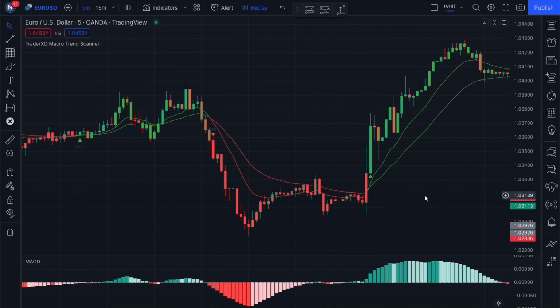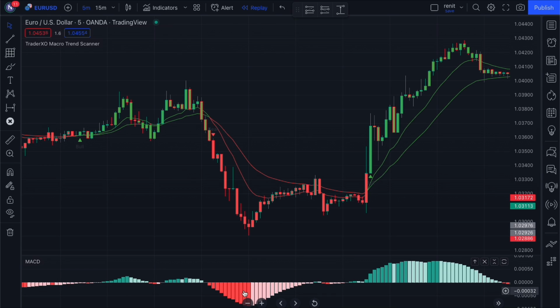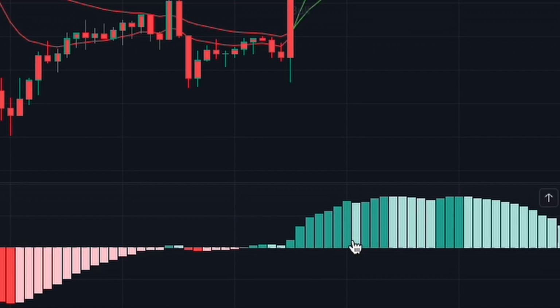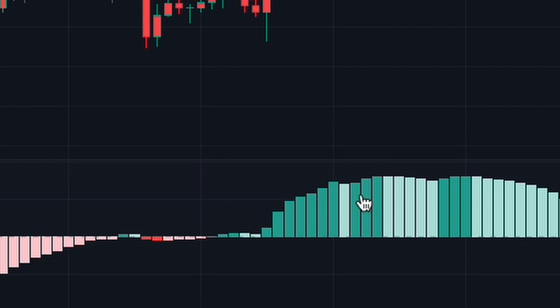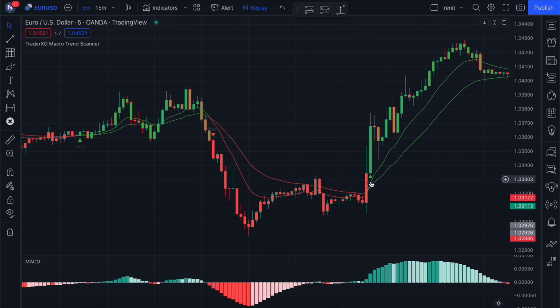Now let's take a look at how we're going to be using this indicator. So if the MACD histogram bars are red and below the zero line, we're currently in a downtrend. If our primary indicator issued a sell signal, this would confirm that signal and we could enter a short trade. The opposite is true for long entries. If the histogram bars are green and above the zero line, we are in an uptrend. If our TraderXO indicator issued a buy signal, this would validate it and we could enter a long trade.